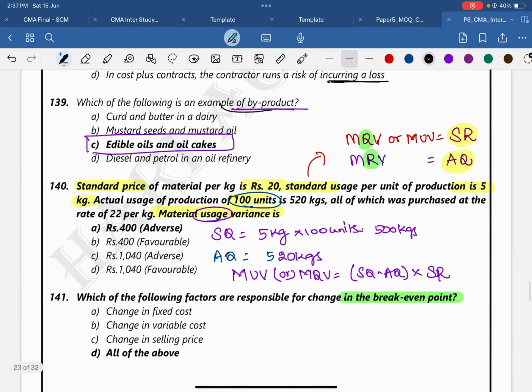Which one of the following is an example of byproduct? Curd and butter is not a byproduct. Mustard seeds and mustard oil is a product. Next, edible oil. At the time of making edible oil, you will get the oil cakes. That is the waste which you get, but you can easily sell it to other persons. Next, diesel and petrol in an oil refinery is a joint process.